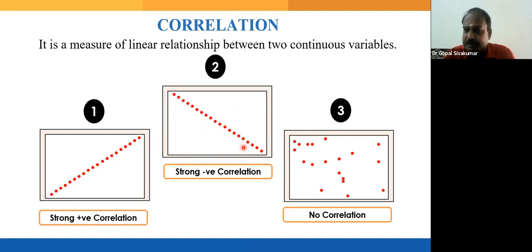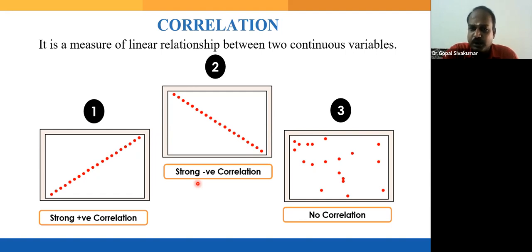However, look at the pattern. It's a perfect straight line. So I will still call it strong. Now the correlation is strong negative correlation. Hope all of you are with me on all the 3 graphs. Am I right? The third graph, no correlation and also no relation. The first graph, strong positive correlation. Second graph, strong negative correlation.